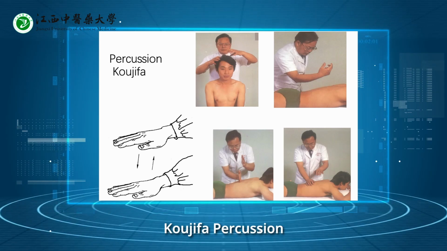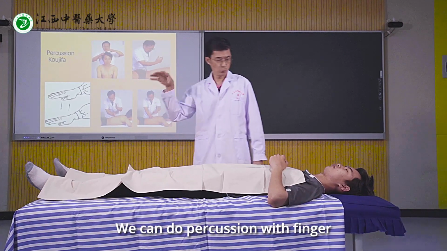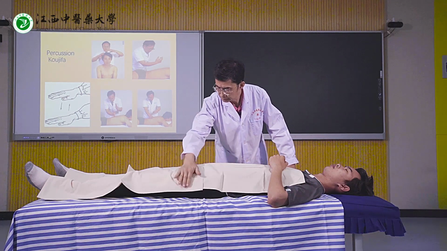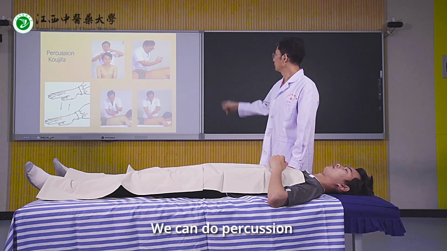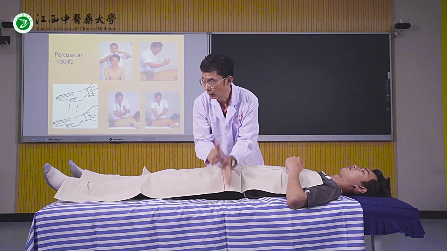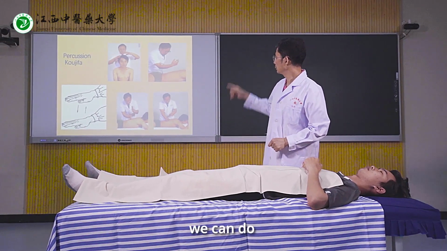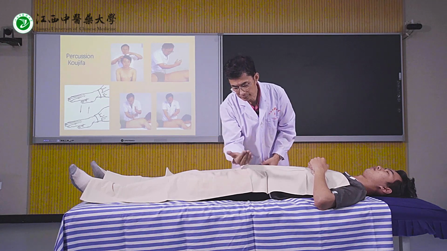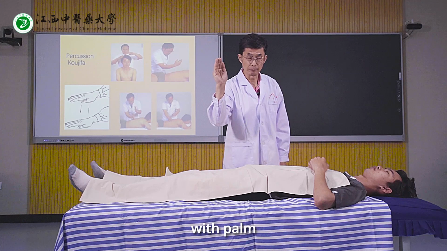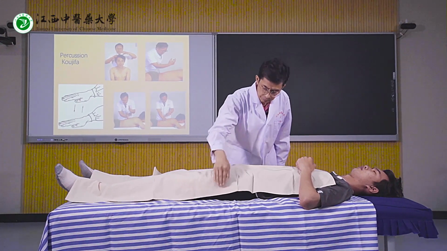Kou ji, percussion. We can do percussion with finger. We can do percussion with palm. We can do percussion with hypothenar. Kou ji. And also we can do it with the back of the hand. I like to use the palm, empty palm.